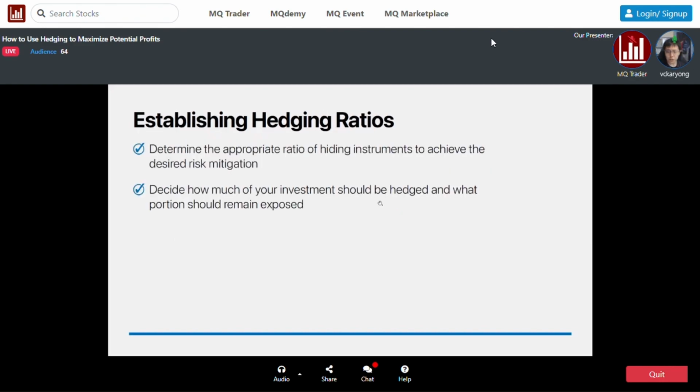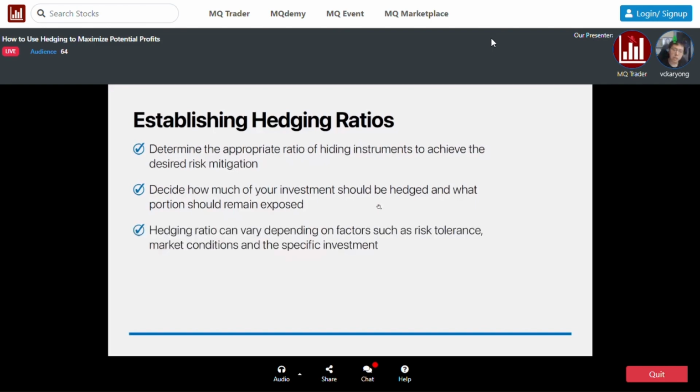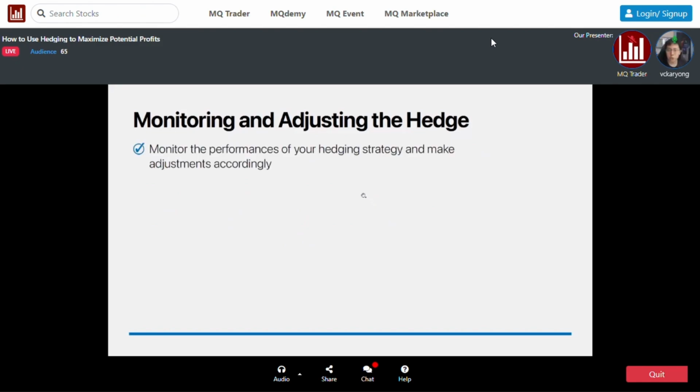Over here, there are certain things you need to take note of, like hedging ratios. What are some of the instruments you want to hedge? How much of your margin or capital you're going to allocate and set aside for your hedge positions, and things like that. These are certain things you need to consider. So let me jump into the examples, to give you a clearer idea and understanding of how I use it.